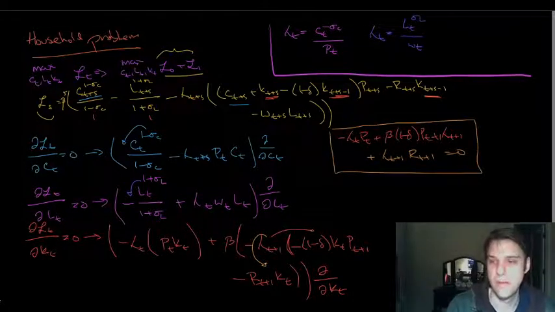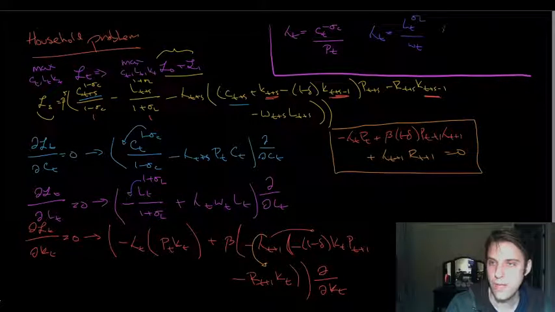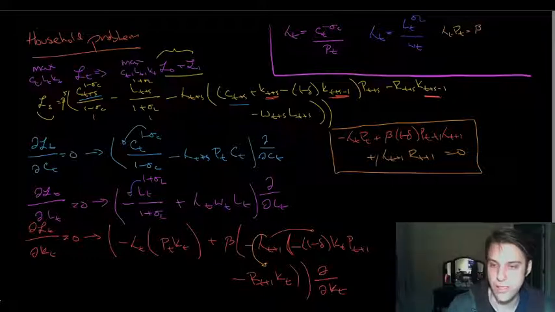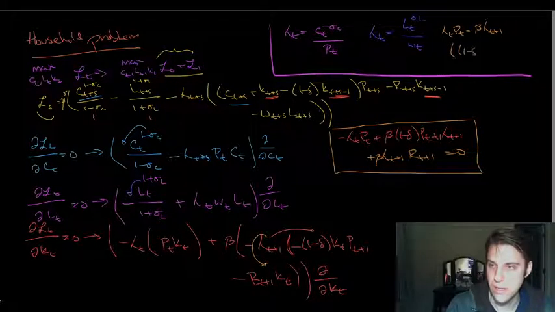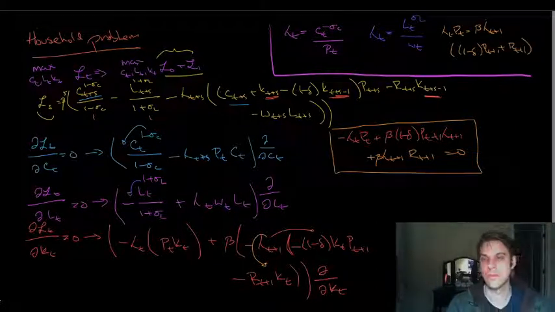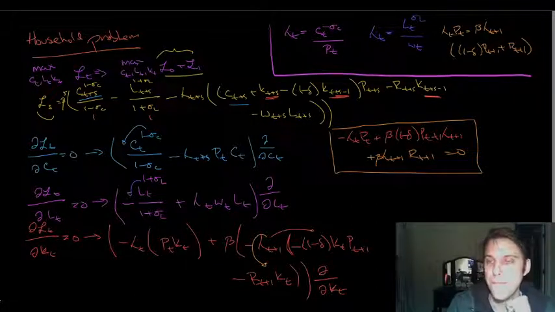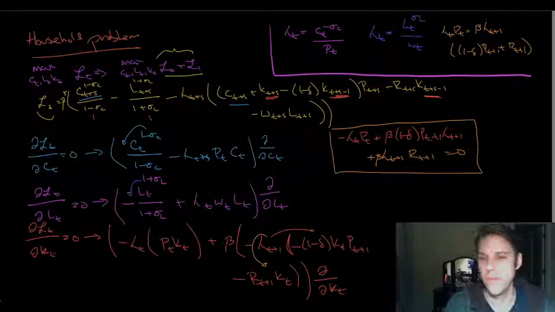So I'll put that in the box. We'll write this as lambda t pt is equal to beta, there should be a beta here too because that distributes through, beta lambda t plus 1, open parenthesis, 1 minus delta pt plus 1 plus rt plus 1. Okay, there you go. So these are our 3 first order conditions from the household.